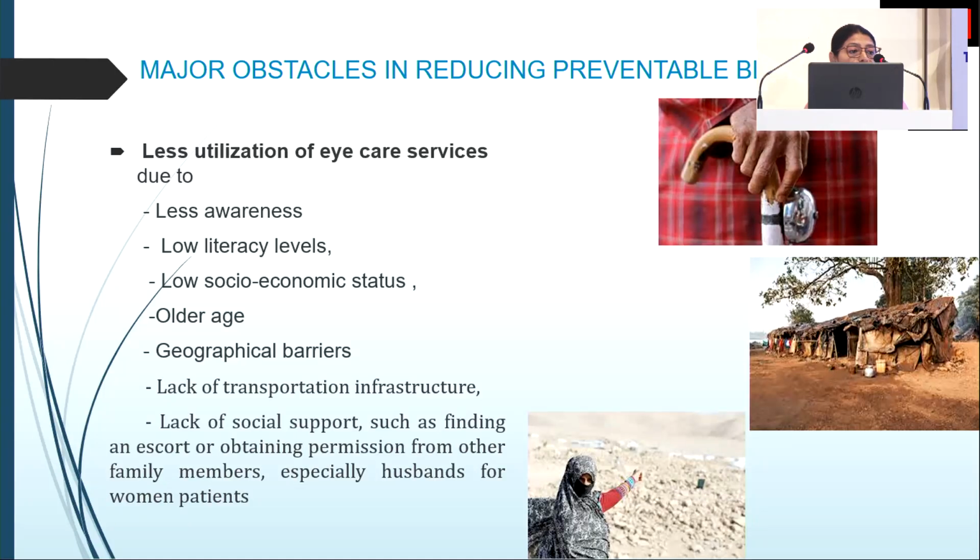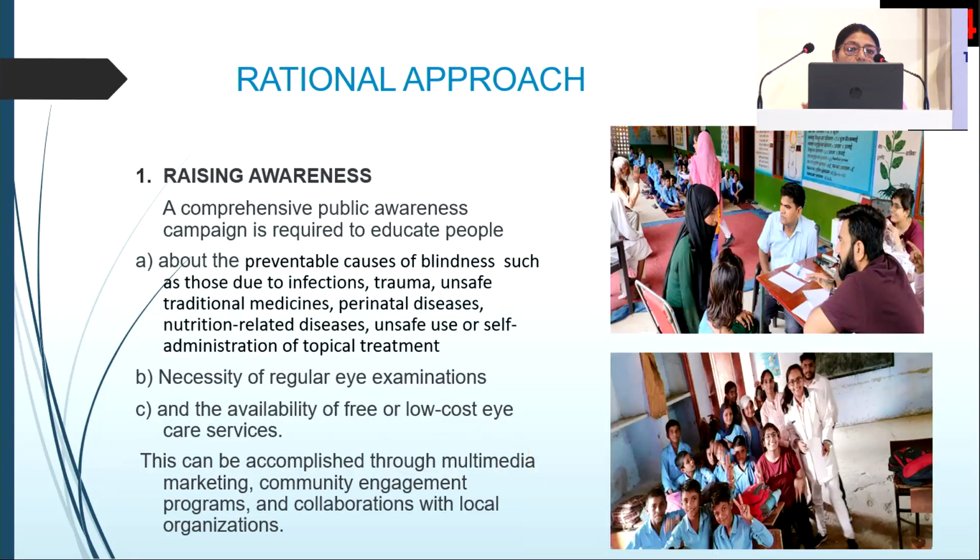There are certain obstacles also in reducing this preventable blindness at the consumer end. What are they? There is less utilization of the eye care services due to less awareness, low literacy levels, low socioeconomic status, older age, geographical barriers like hilly areas, desert areas and tribal areas, lack of transportation facilities, lack of social support such as finding an escort or obtaining permission from the family members, especially husbands for women patients. These are the major obstacles.